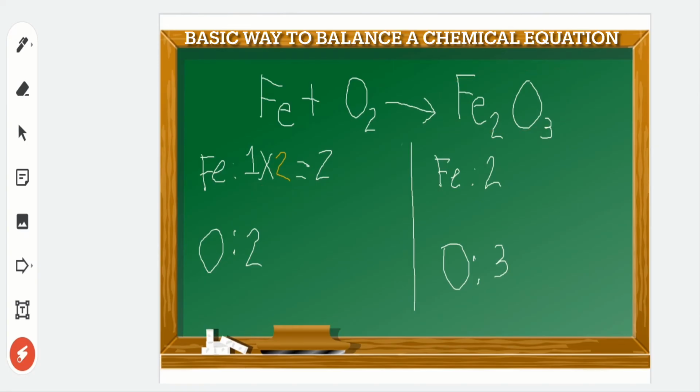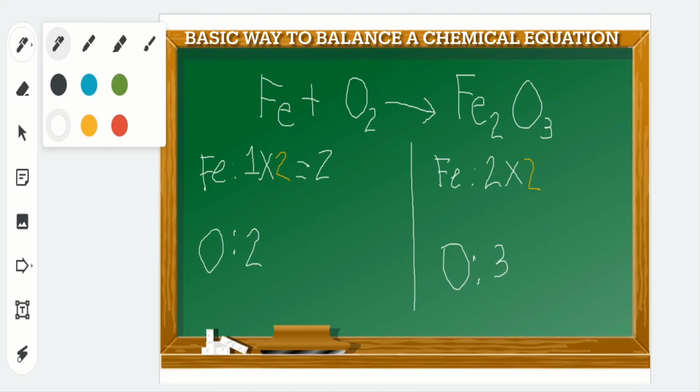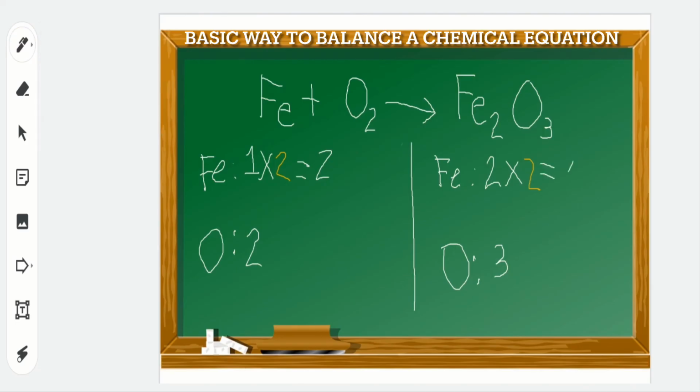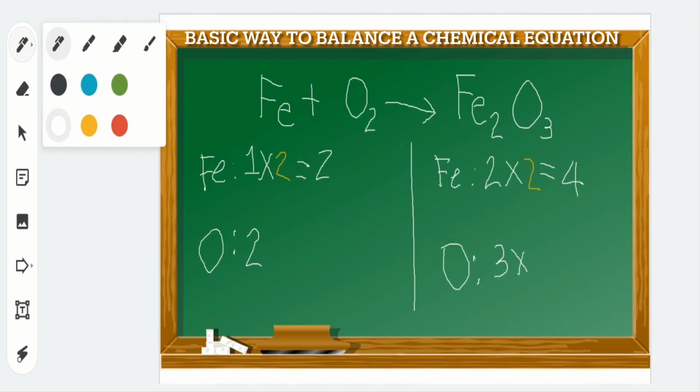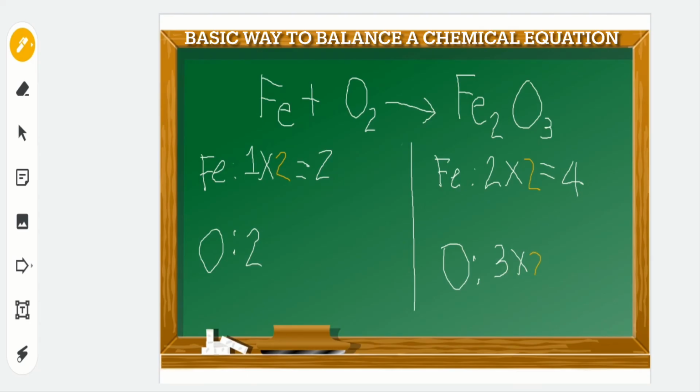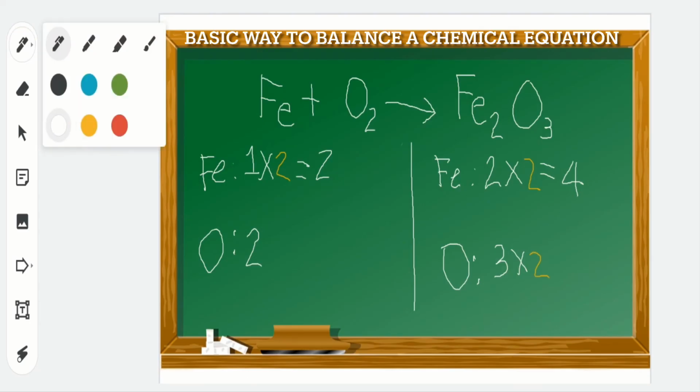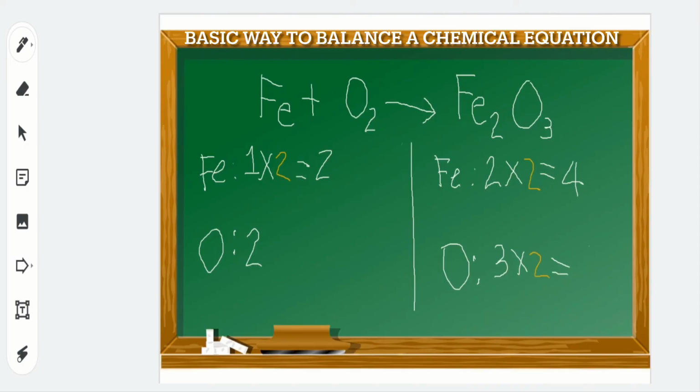So, if we will put 2, or if we will multiply, we will put 2 here as our lowest possible coefficient. Pag-start tayo sa 2, multiply natin ang ating iron dito sa ating product side ng 2. So definitely, ang magiging sagot natin ay 4. Here also, i-multiply din natin siya ng coefficient 2. So ang magiging number of oxygen natin ngayon ay, of course, 6.